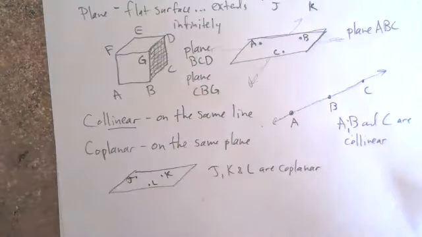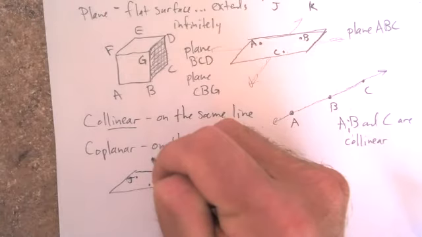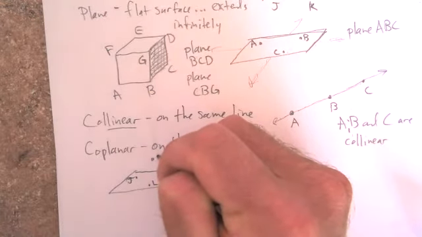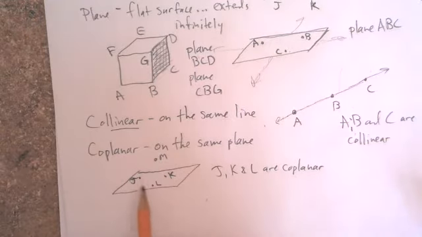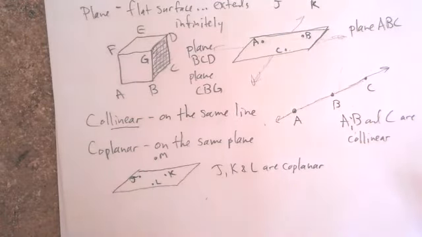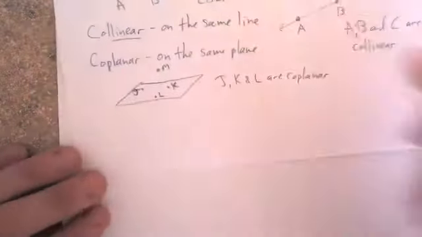Okay, but actually any 3 points are always coplanar, if you can visualize that. And 4 points don't have to be coplanar. You could have 3 points here and then 1 point up here, call it M. Okay, and then we say J, K, L, and M are not coplanar because they're not all in the same plane.